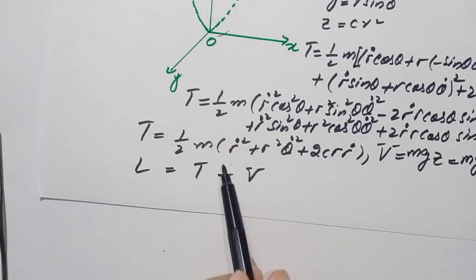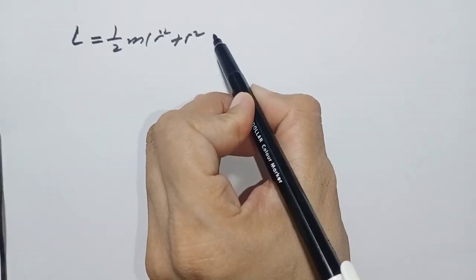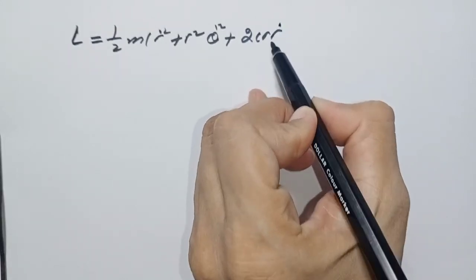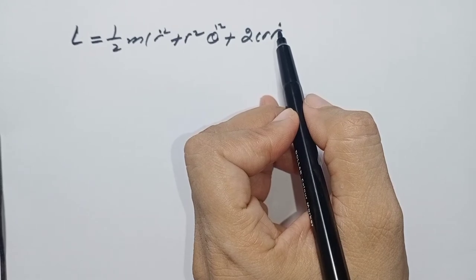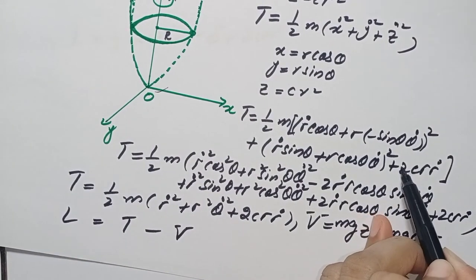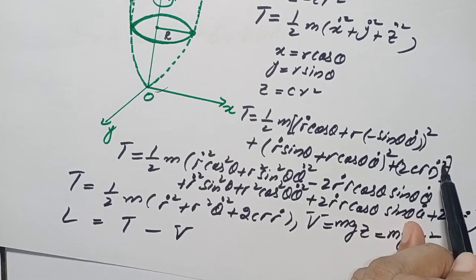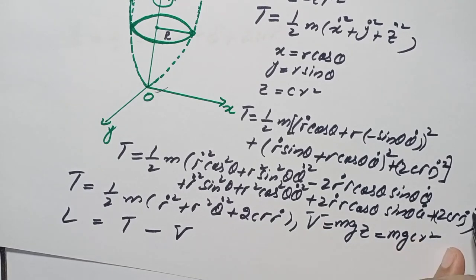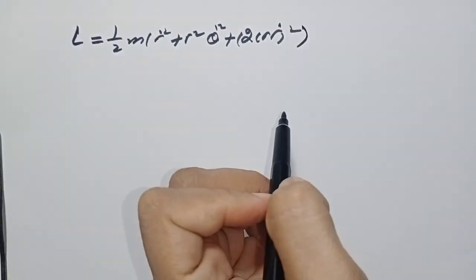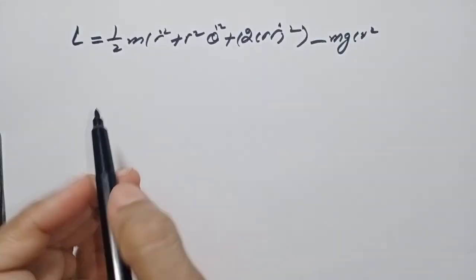So the Lagrangian will be: the kinetic energy is half m r dot square plus r square theta dot square plus 2 c r r dot, we haven't opened this square, z dot square. The derivative of z with respect to time is 2 c r r dot, so we need to open this square, and it is a square term, minus the potential energy of this system, m g c r square. So this is the Lagrangian.